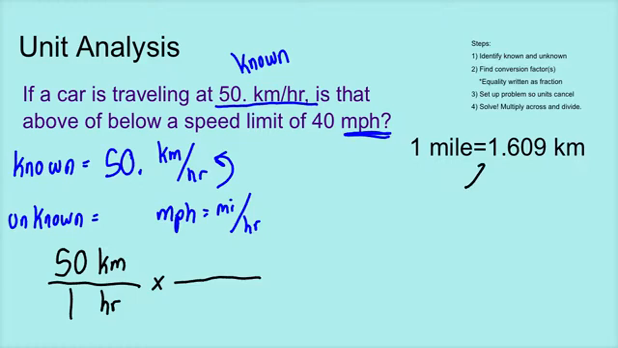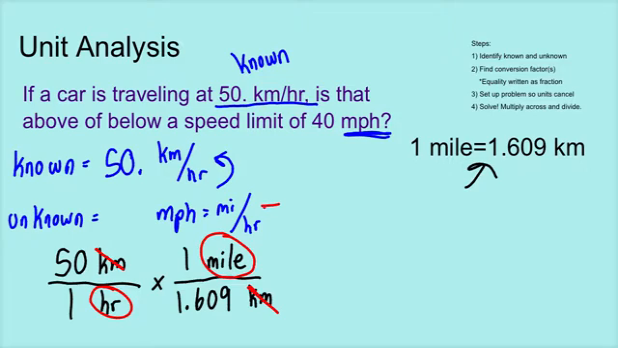Now we need to write this equality as a fraction. So should I put the kilometers on top or bottom? I'm going to put the kilometers on bottom because I want the units to cancel. So there's 1.609 kilometers per 1 mile. When I do that, these kilometer units can cancel out with these kilometer units. And the units that I'm left with is miles over hour, which is exactly what I wanted.